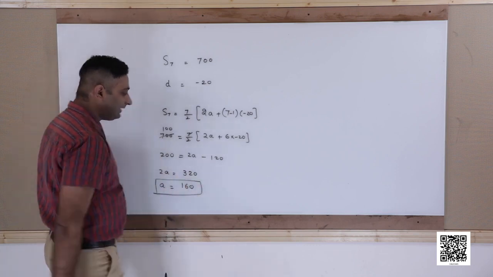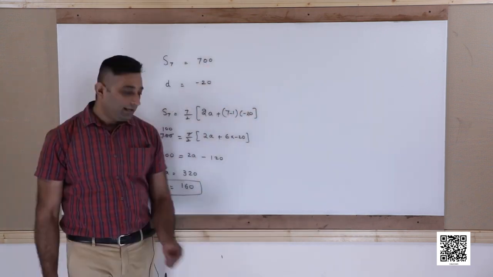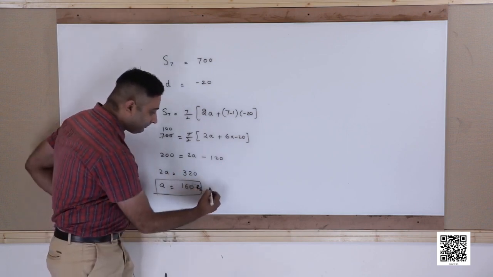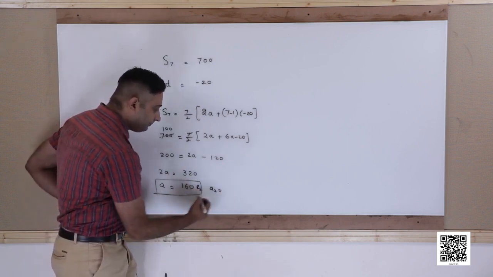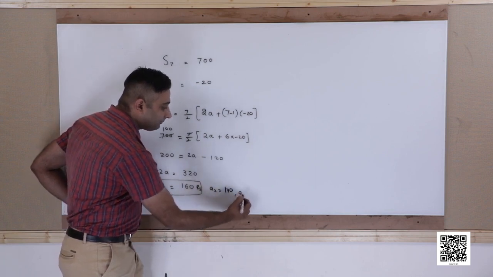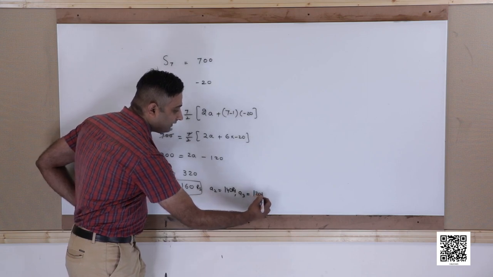So the first prize is rupees 160. Second prize a2 will be 20 less than this prize, that is 140. Third prize will be rupees 120 and so on.